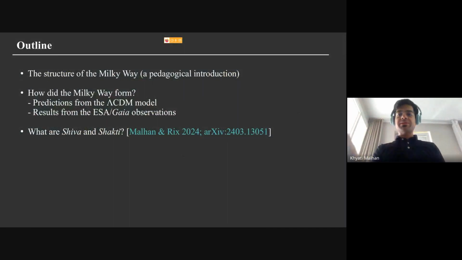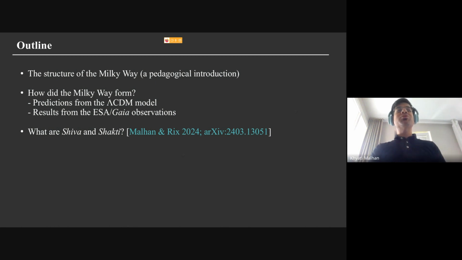So this is going to be the outline for today's presentation. First, I'll spend some time trying to describe the structure of the Milky Way, which hopefully will be a pedagogical introduction to this topic. And I apologize in advance if I end up over explaining things or under explaining things, because I'm not 100% familiar with the diversity of expertise in the audience. So please bear with me.